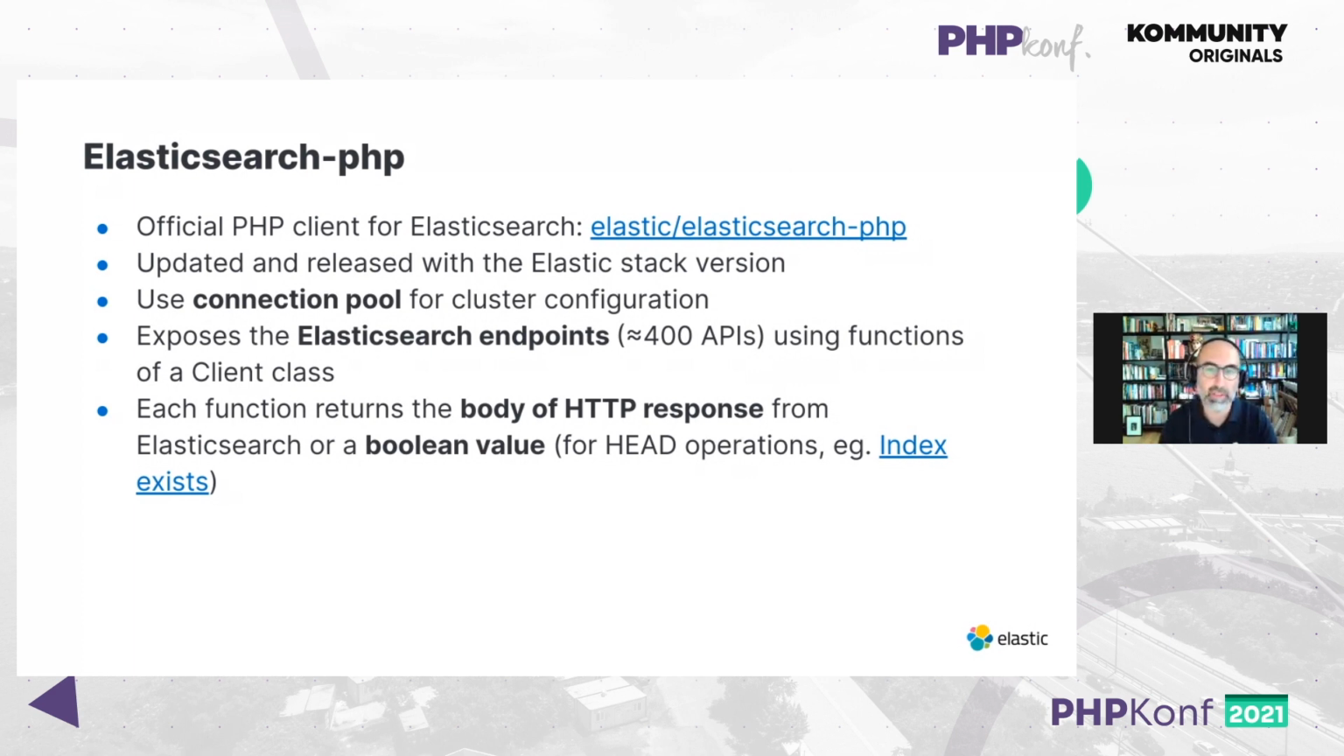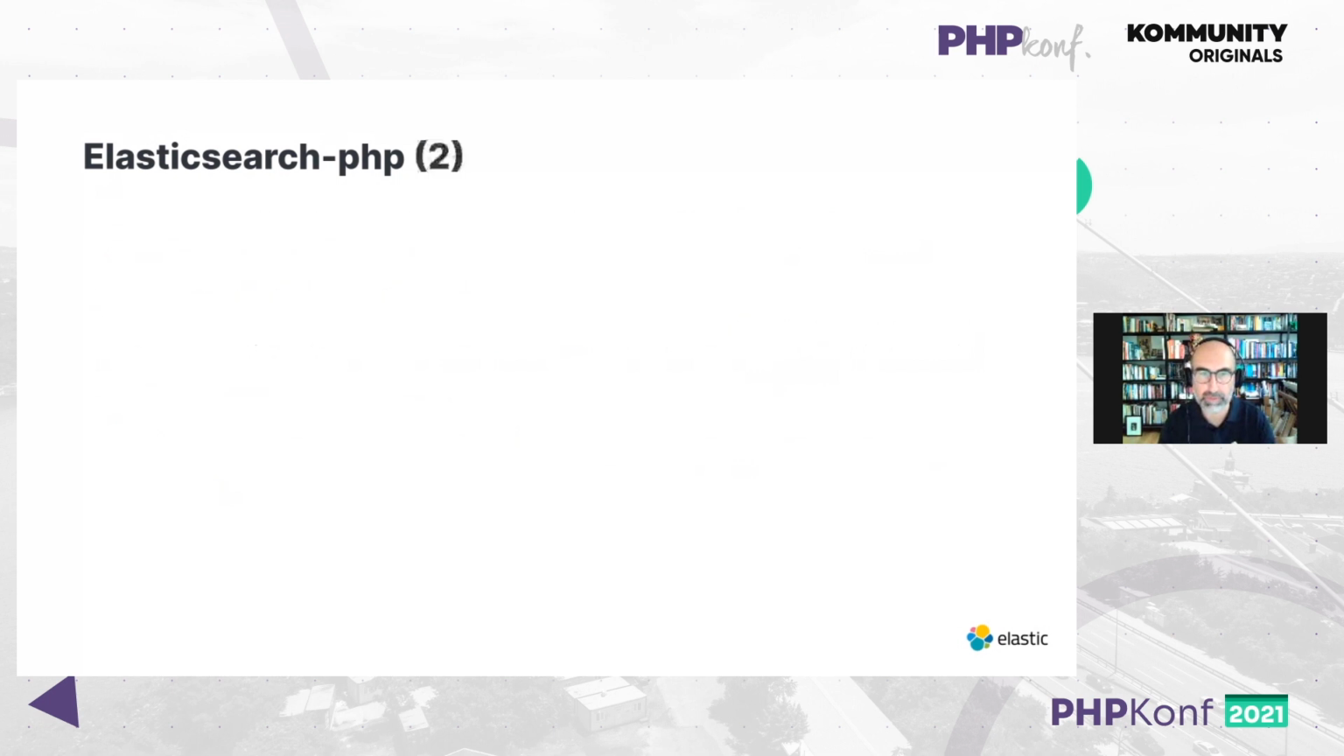Each function returns the body of the HTTP response from Elasticsearch or a Boolean value, depending on the operation. For instance, if you want to check if some index, an index is basically a document that is present in the database, exists or not, the answer will be true or false. Basically, you will not have the body of the HTTP response, because from a technical level, this is a HEAD HTTP method, HTTP call. So there is no body, basically. If it's successful, we return true. If it's not, we return false. But for the majority of the APIs, I would say you will get back the body of the HTTP response.